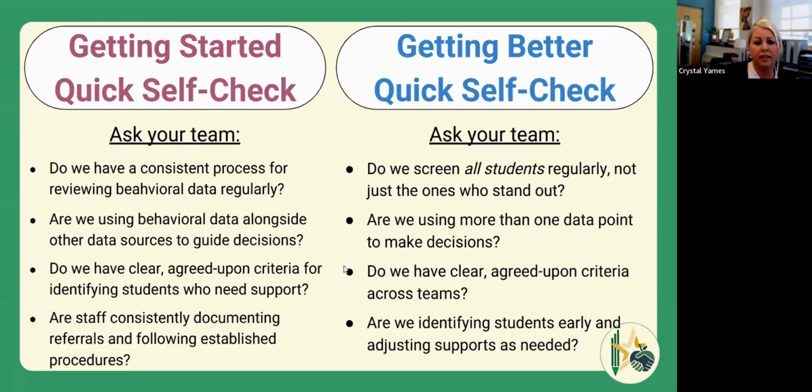If you might have something like this and you want it to be a little bit better, use these questions to help you get there. So do you screen all students regularly, not just the ones who stand out? Are you using more than one data point to make decisions? Do you have clear, agreed upon criteria across teams? And are you identifying students early and adjusting supports as needed? So I think this might be able to help you and your team to decide where you're at in this process and have some next steps.